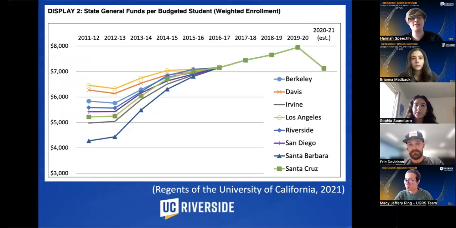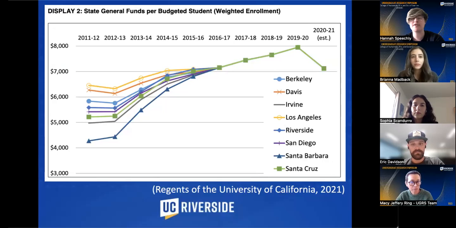But this is where it gets a little bit tricky, right? So you can see here, Riverside is like the blue diamond in the middle. So it was kind of in the middle. But Santa Barbara and Irvine were at the bottom. So clearly these last financial policies that they had for state subsidies were not working. So UC looked at this and said, okay, we need to make this more equitable.